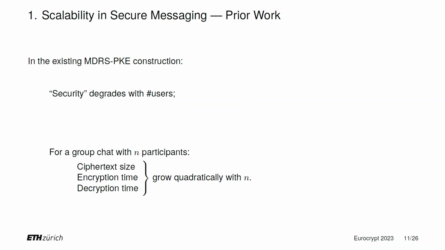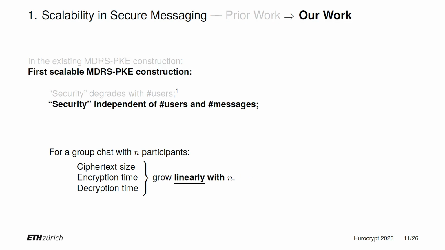So the thing is that in prior work, the only existing MDRS-PKE construction, the security actually degrades with the number of users. And on the other hand, for a chat group with n participants, the ciphertext size, the encryption and decryption times all grow quadratically with the number of users. So what we do in our work is to give the first scalable construction, where security is actually independent of both the number of users and the number of messages, and where for a group chat with n participants, the ciphertext size and the encryption and decryption times only grow linearly with the number of participants.